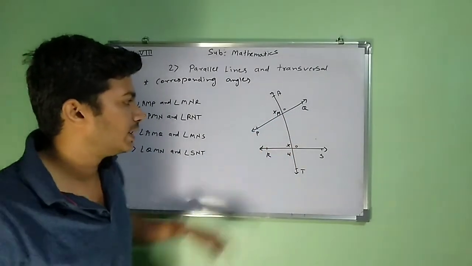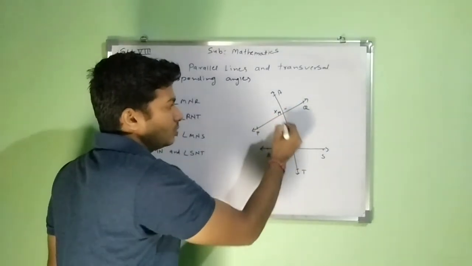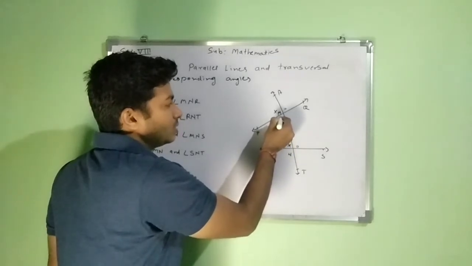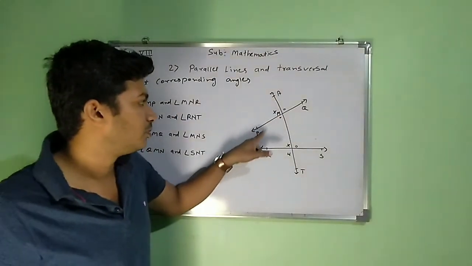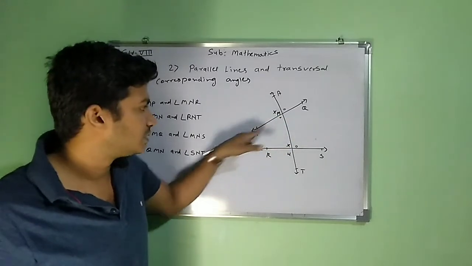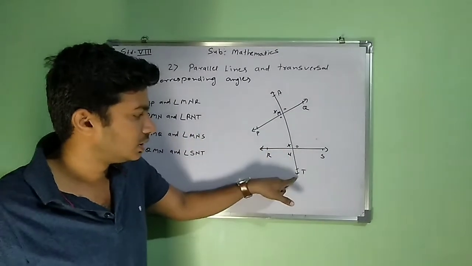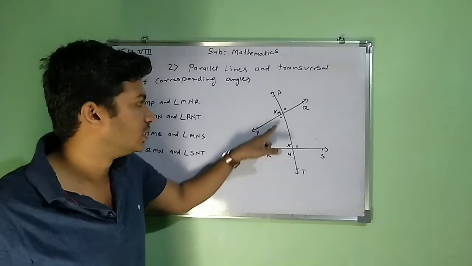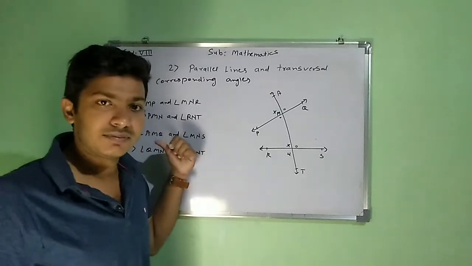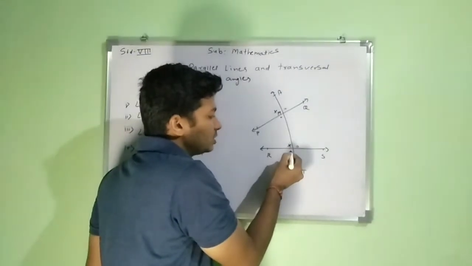Similarly, one more pair is there, angle PMN, that means this one. If you consider this angle PMN, look here, the first arm is at the left hand side of the transversal, and another arm is at downward direction, that means towards T. The same thing is here also, that means RN is at left hand side and NT is at downward direction, so that angle will be corresponding to this one.